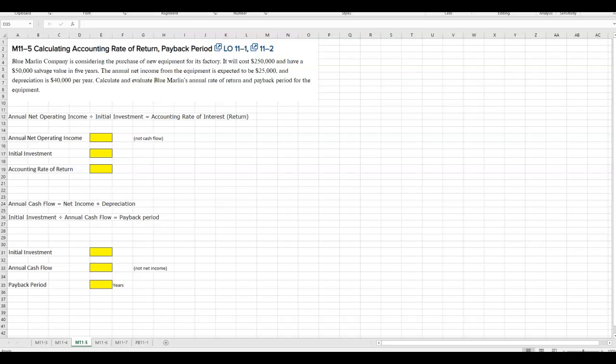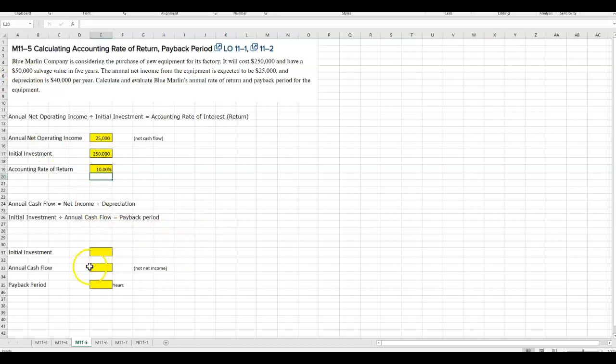So first do the accounting rate of return. So we take our annual net operating income, which is $25,000, and we divide it by our initial investment of $250,000. And we come up with a rate. And that rate is 10%. And you'll notice this method totally ignores that you can get $50,000 back at the end.